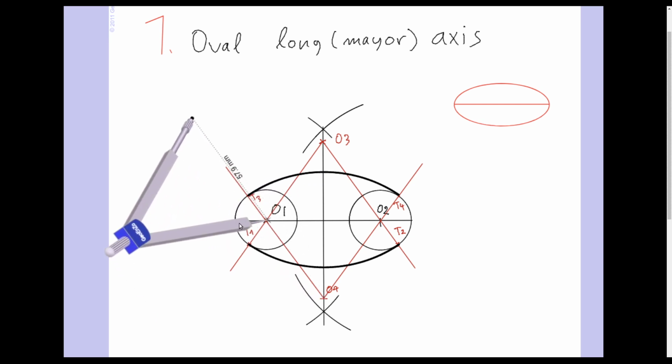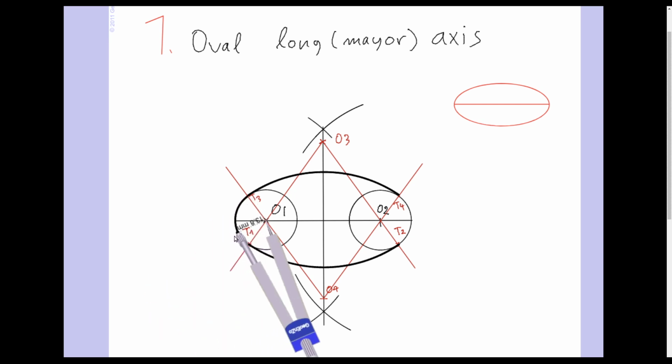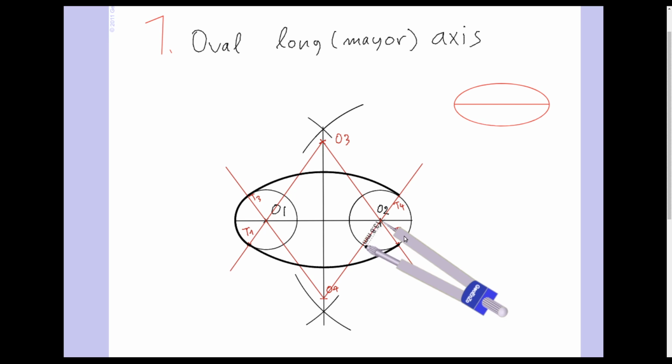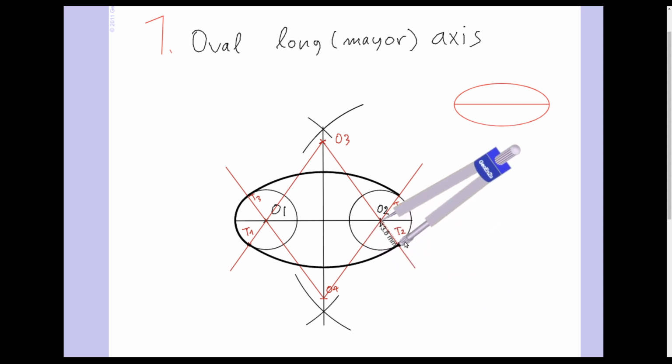And finally, let's close our oval by getting ourselves those little arcs. Here and there. Here we go.